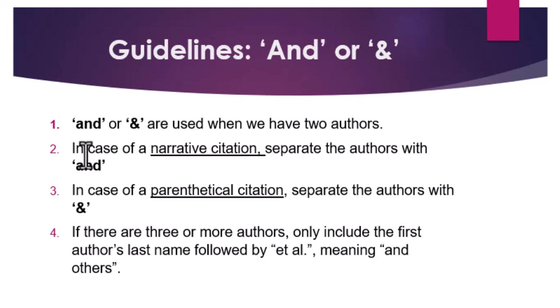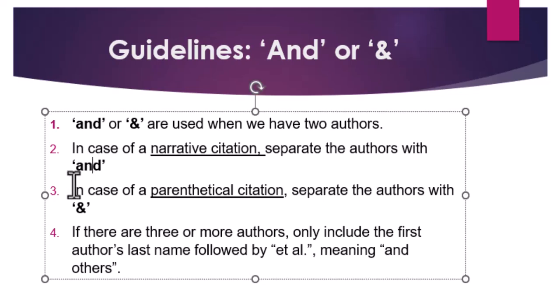The second guideline is that in the case of a narrative citation, separate the authors with "and". So you see, in the case of a narrative citation, you use "and". Guideline number 3: in the case of a parenthetical citation, separate the authors with the symbol "&".